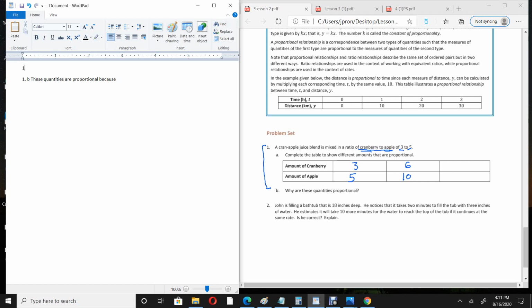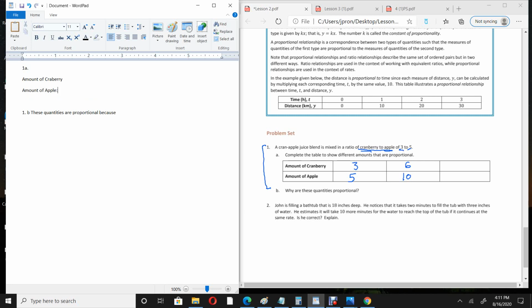But the question now is how would you write your response to 1A up here, right? So you have a little chart right there, and in a Google form, you're not going to have the option to make a little chart. So what you would want to do is something like this. I would have amount of cranberry, and amount of apple. So that's a little extra work you've got to do.